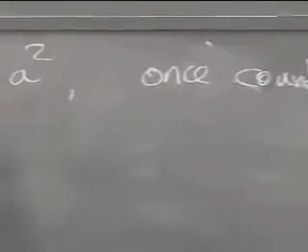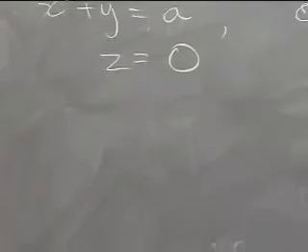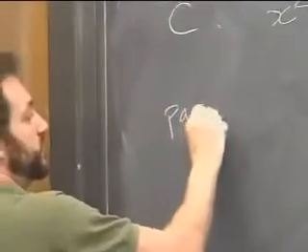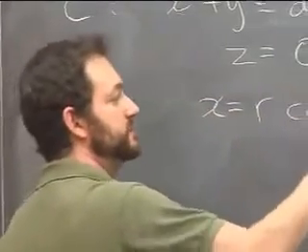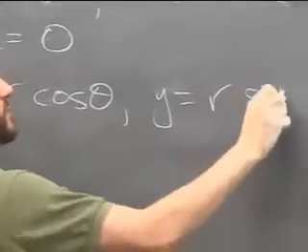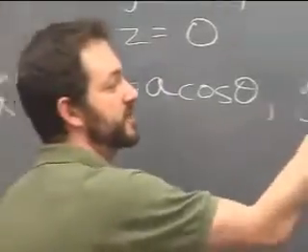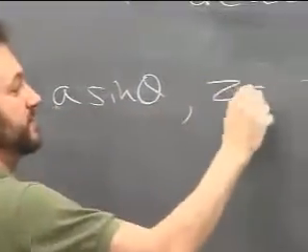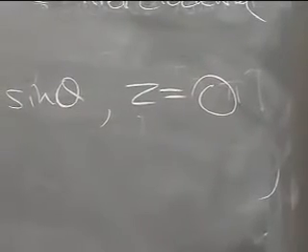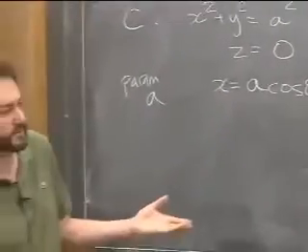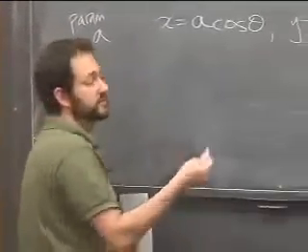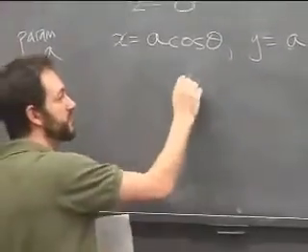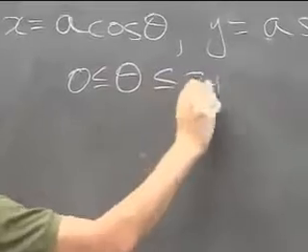And z equals 0. That's important. So we're going to parameterize C just by the one variable. We'll write x is r cosine theta, y is r sine theta. Actually, it's not the variable r at all. It's the variable a. So x is a cosine theta, y is a sine theta, and z is 0. The variable a is just given in the problem. They could have called it 3 or something, but they just left it as a variable. So a is whatever is in the question, but theta is the parameter, and it goes from 0 to 2 pi.